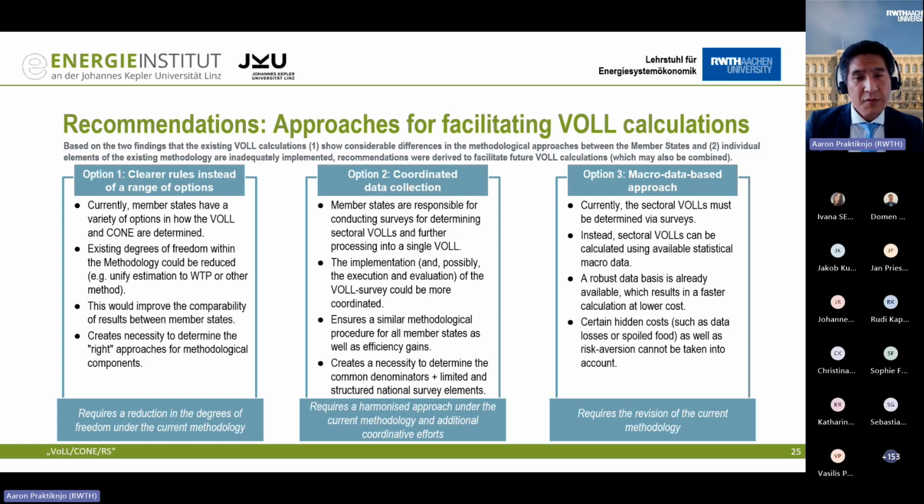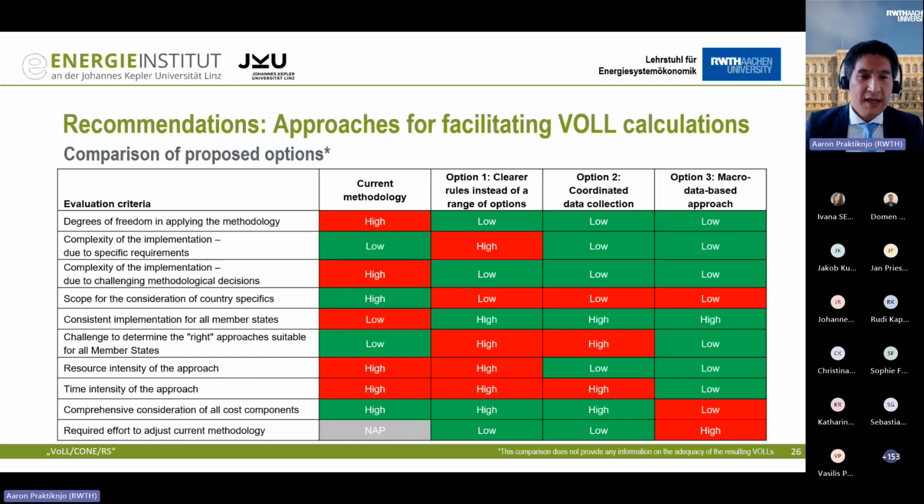And the third option would be to use a macro data-based approach. So this would require the revision of the current methodology, instead of going for surveys, to go for a macro data-based approach. Of course, all these options come with downsides. Here we can see some. While the macro data-based approach, I'm only going to focus on this one, might streamline it the most.